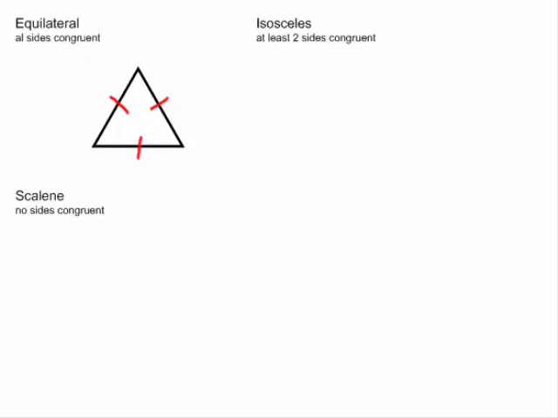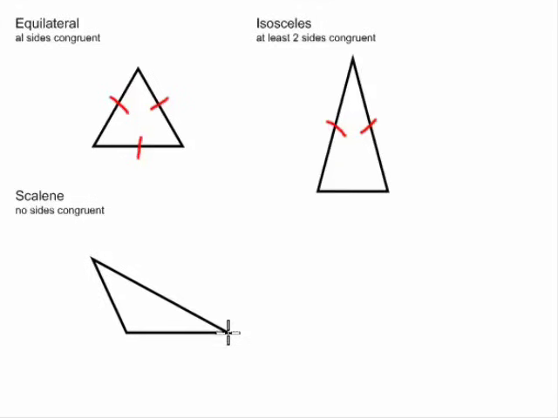An isosceles triangle has at least two sides congruent. We most often just see the two isosceles. And the third type is a scalene. A scalene triangle means that there are no sides congruent to each other. We could actually have measures of sides, sorry. We could have this is 5, this one is 6, and the last one is 7. Numbers representing the fact that no sides are the same.